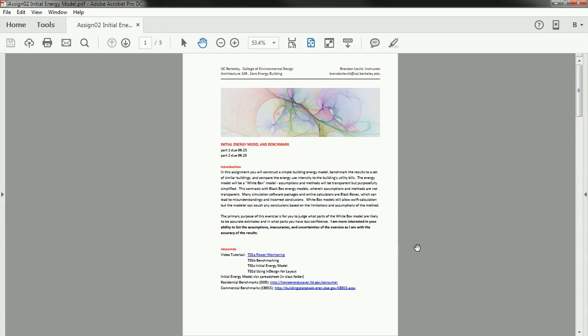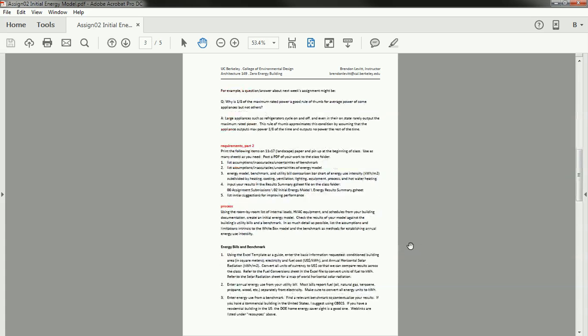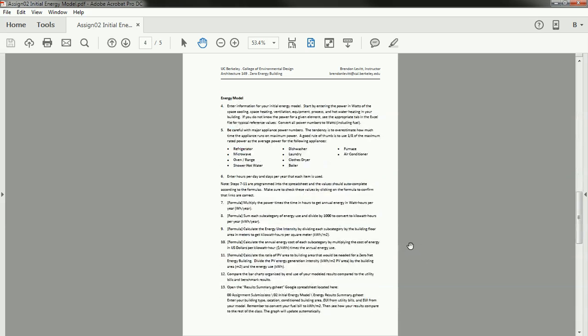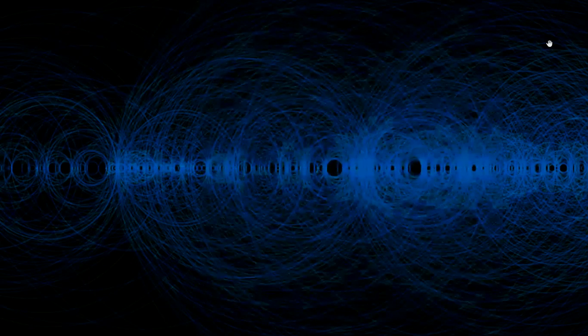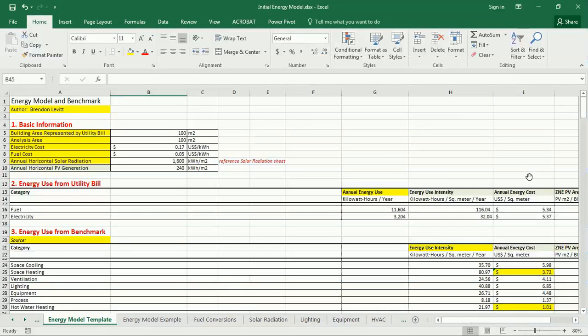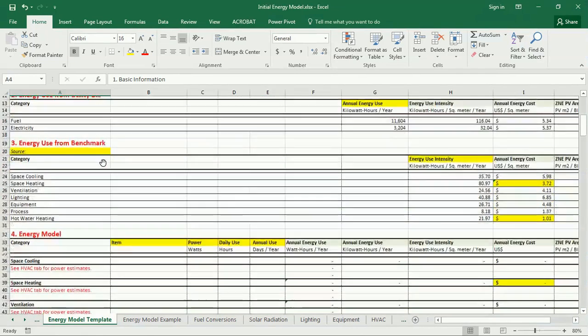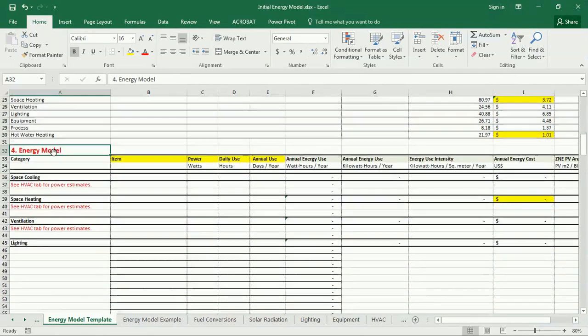So in this tutorial, we're going to cover the process for generating the energy model, and it's really all on this page, page 4 of the assignment. We'll start with entering the information into the Excel spreadsheet, and then I'll walk you through how to generate results. So let's go back to that Excel spreadsheet that you're familiar with by now and go down to the fourth part where it starts with the energy model.